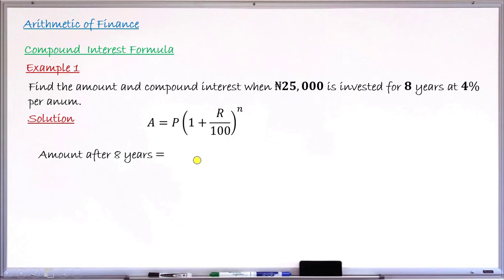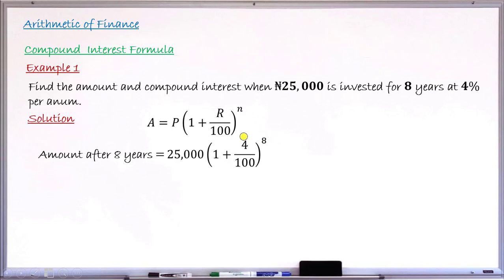So let me substitute in the formula to get the final amount, because the question asks us to find the amount. I replace P by 25,000 times my bracket. R inside the bracket is 1 plus 4 over 100. I have replaced R by 4 because R represented this 4%, the rate, divided by 100, and that bracket is raised to the power of 8. 8 is my n, that is the number of years.